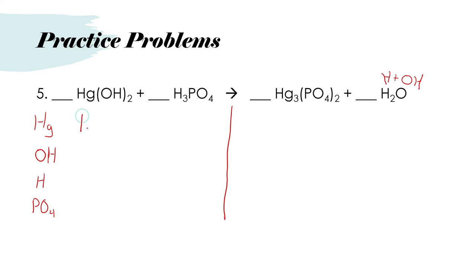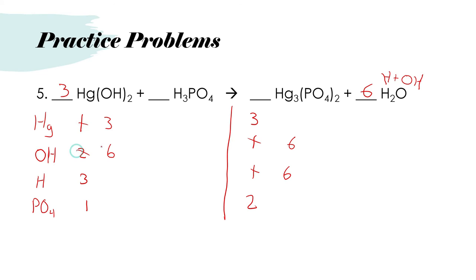So on this side, we've got 1 mercury, we've got 2 OH groups, we've got 3 hydrogens, and we've got 1 phosphate group. This side, we have 3 mercury, we have 1 OH group from this water, we have 1 hydrogen from this water, and then we have 2 phosphates here. So immediately we're going to have to at least triple the Hg on this side, and that would give us 3 Hg, but it would also give us 6 OHs. Then, in order to balance that out, we need a 6 here, which will give us 6 and 6.